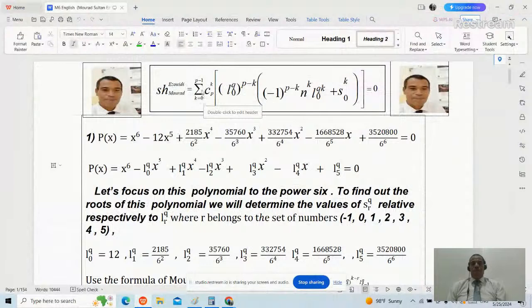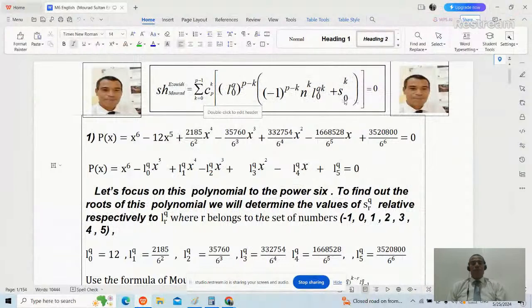k from 0 to p minus 1, the combination p choose k times, between parentheses, L0 of all the q raised to the power p minus k, all between parentheses, times minus 1 raised to the power p minus k, times n to the power k, L0 of all the q raised to the power k plus S0 raised to the power k equals this. This is very important for me.